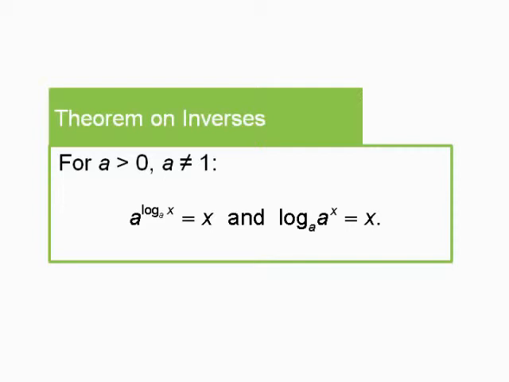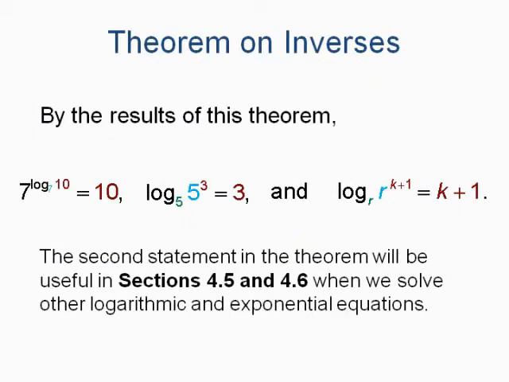Notice if you have a raised to some log with that same base a of x, since logarithms and exponents are inverses, they undo each other, and you get that answer. Or if you have the log base a of a to some power x, you will get the answer of x. So these kind of undo each other, and it'll make a little more sense if I put some numbers in here. So in other words, let's look at this first example.